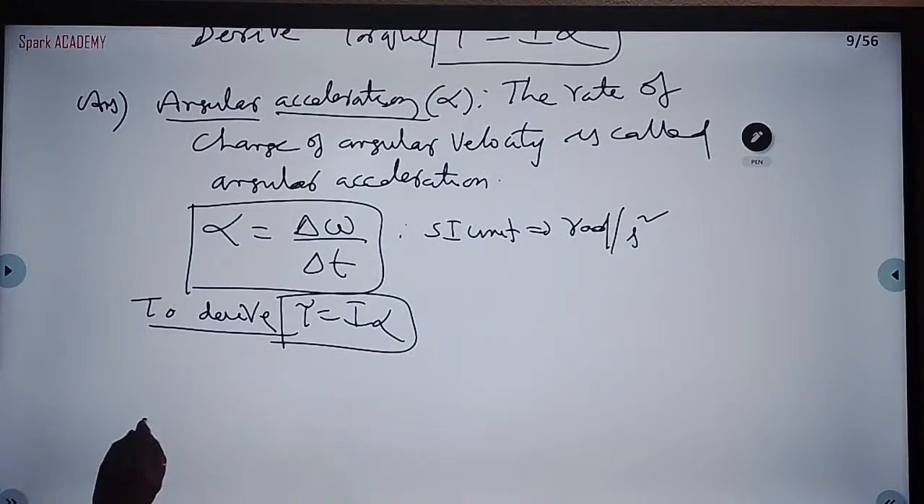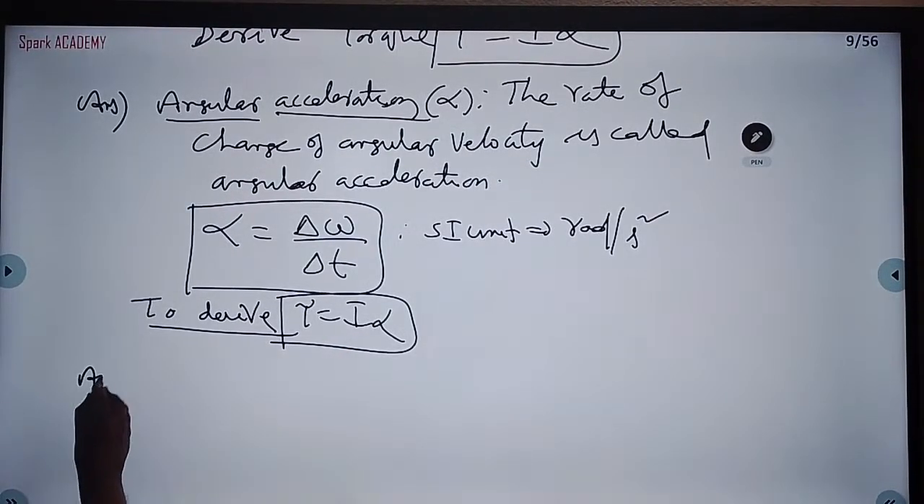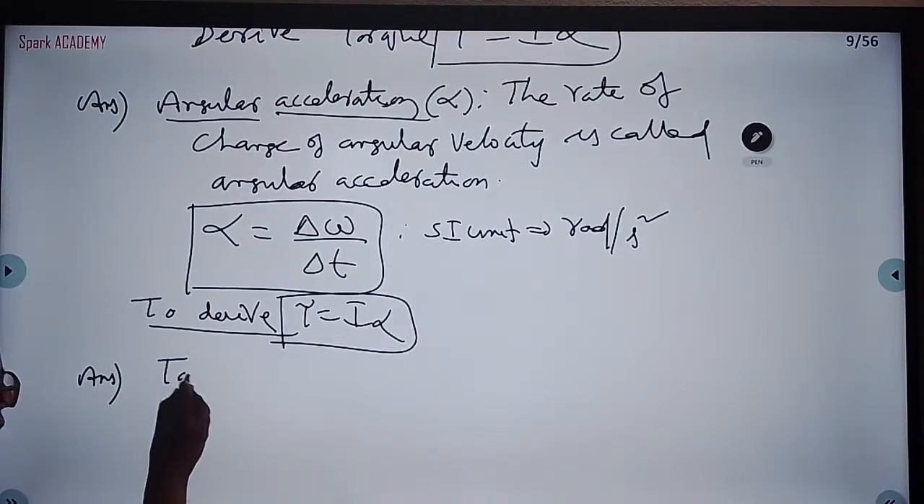So how is torque defined? Torque means rotational force. For example, turning the door, opening the door, closing the door, opening the lock with the help of a key, all this comes under torque. Torque is nothing but the turning effect of the force. What is I? Moment of inertia. Alpha is called angular acceleration.